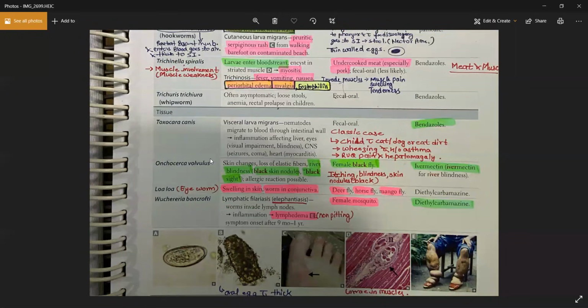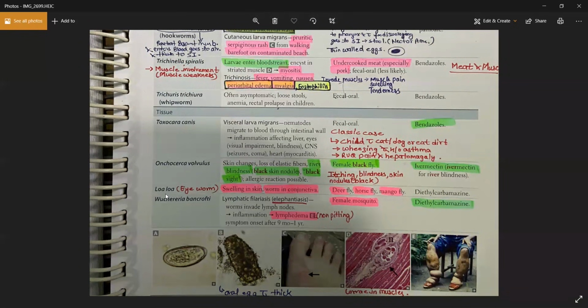and the only thing that you need to remember is black. You will get everything black in this case. You will get the black skin nodules, hyperpigmented nodules, I must say. Scientifically, you will get the hyperpigmented nodule. You will get the blindness, the black sight, and the black fly. Whenever you have black nodules over your skin, you will always think about the Onchocerca, and it will be caused by the bite of the black fly.